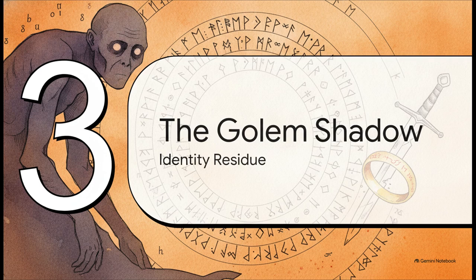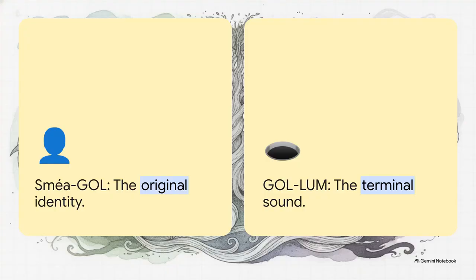Let's examine the phonetic descent of another incredibly famous character. The crucial point here is how transformation preserves lineage in Tolkien's world. Look at Smeagol. He doesn't just get some random, unrelated replacement name. The Goll acts as an identity residue carried forward directly from Smeagol right into Gollum. The addition of lum creates this terminal, swallowed sound. It completely mirrors his descent beneath the mountain.